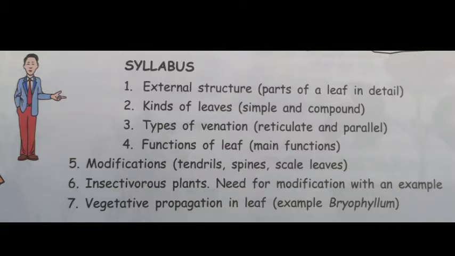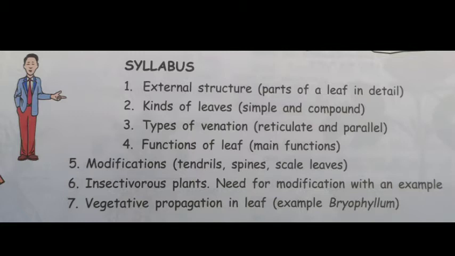The first point is external structure, that is the parts of leaf in detail. Second point is kinds of leaf. The 2 types of leaf are simple leaf and compound leaf. The next topic is types of venation, that is reticulate and parallel venation. Fourth, functions of leaf. There are 2 main functions of leaves which we are going to study in this lesson, that are photosynthesis and transpiration.